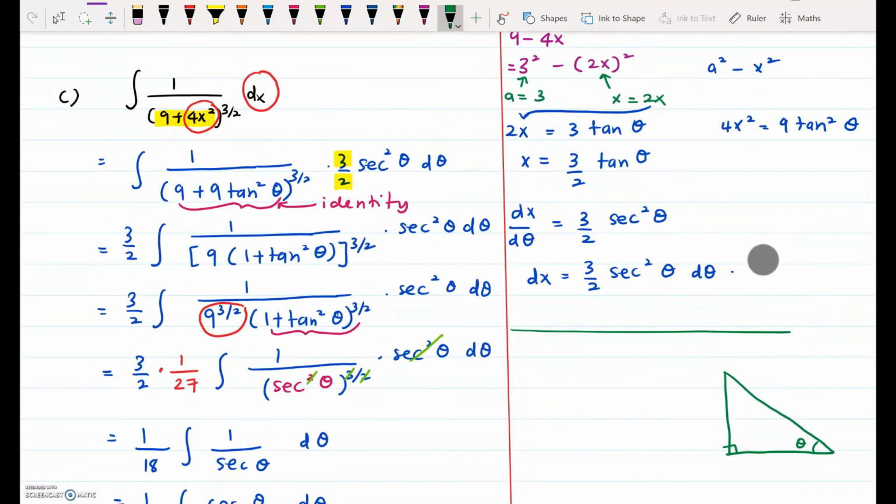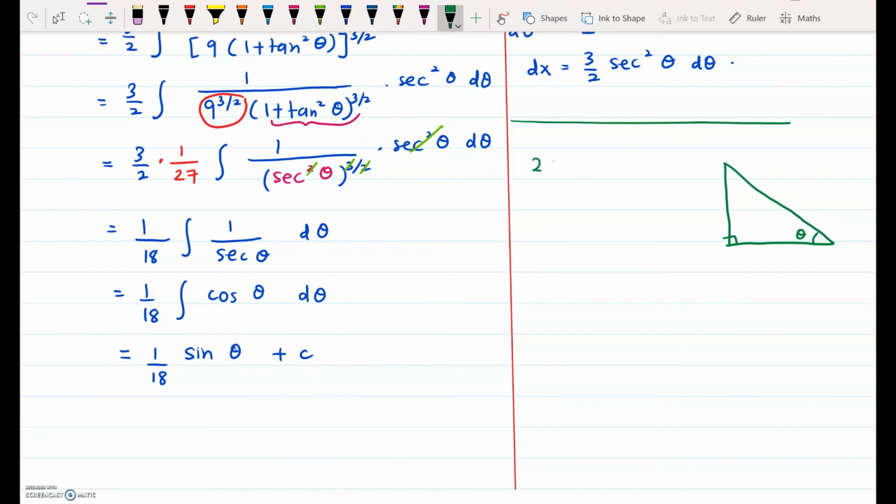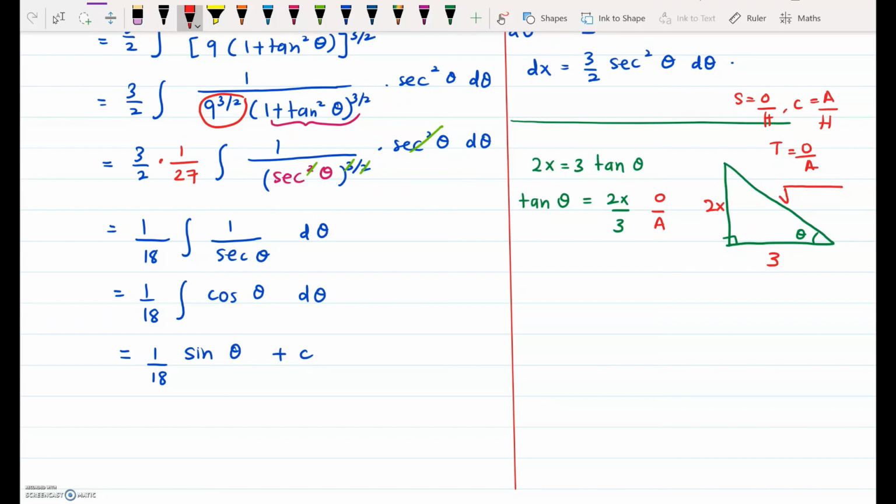The original question has 2x equals 3 tangent theta. If you write tangent theta as the subject, we have 2x over 3. By using SOH CAH TOA, tangent is opposite over adjacent. So the opposite here will be 2x and the adjacent here will be 3. By using the Pythagorean theorem, we have the hypotenuse as the square root of 9 plus 4x squared. Again, remember the terms we have here must be the same expression as in the original question.